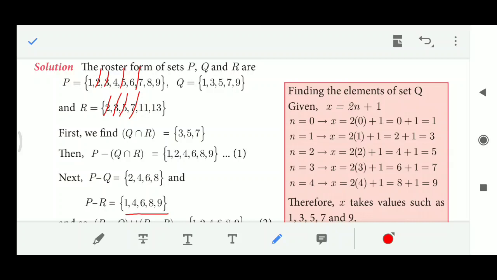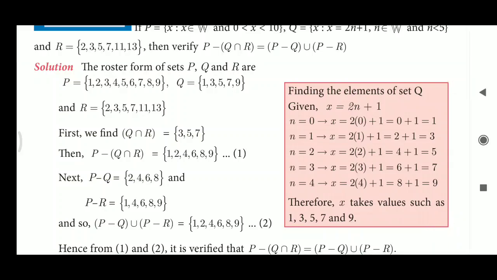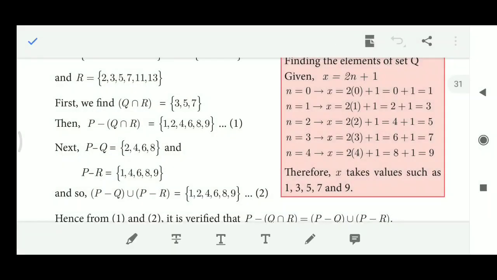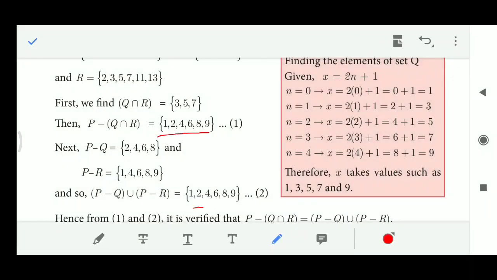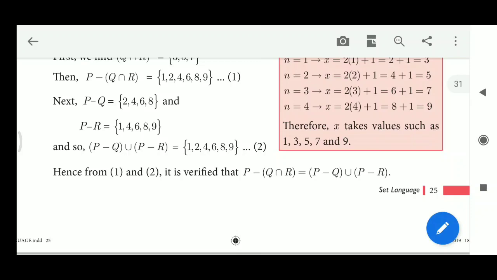Now we are going to find the union of these two sets, P minus Q and P minus R. We will get {1, 2, 4, 6, 8 and 9}. From equations 1 and 2, we arrive that P minus (Q intersection R) is equal to (P minus Q) union (P minus R). Next, from the exercise we are going to see the 7th sum.